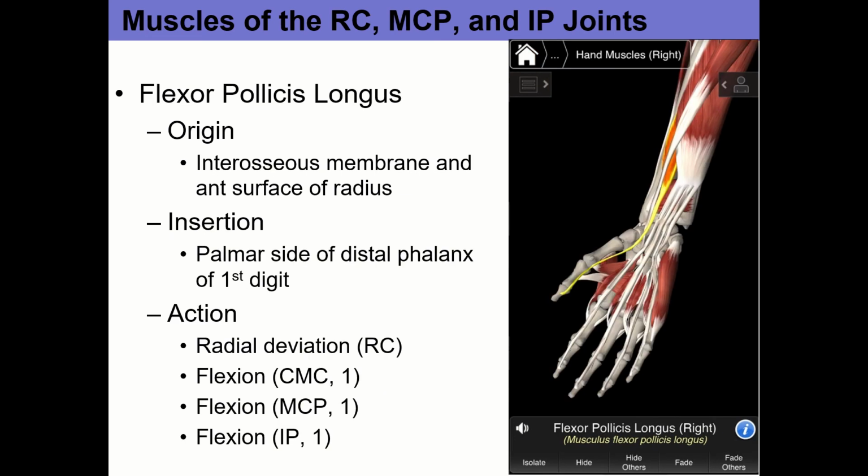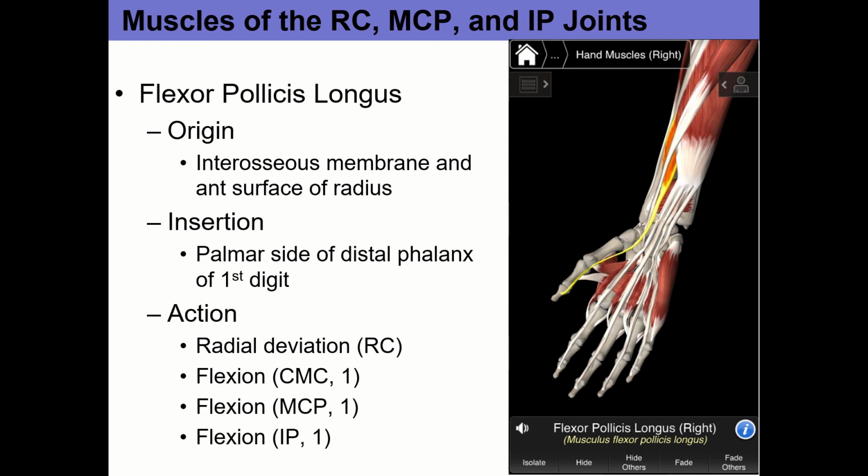And then last, but certainly not least, the flexor pollicis longus muscle. So you can see the origin there, the interosseous membrane and anterior surface of the radius. It runs all the way down to the distal phalanx. And so like extensor pollicis longus, it's going to cross the radiocarpal joint, the carpometacarpal joint, the MCP, and the IP joint of the thumb. It's going to have actions at each. Radial deviator at the wrist, a flexor at the carpometacarpal joint, a flexor at the metacarpophalangeal joint, and then a flexor at the IP joint.